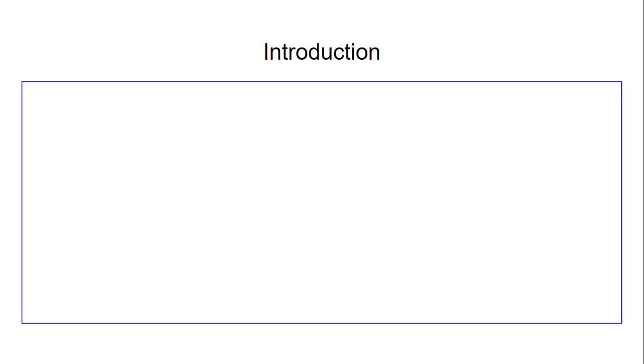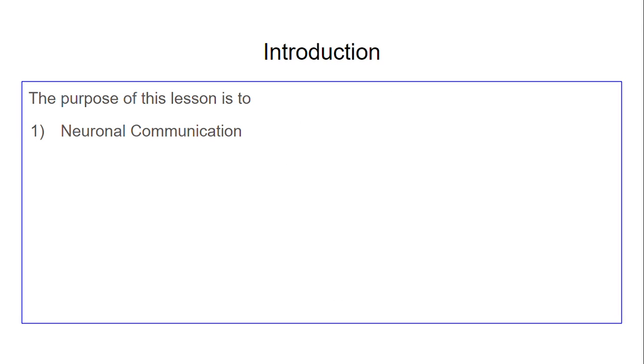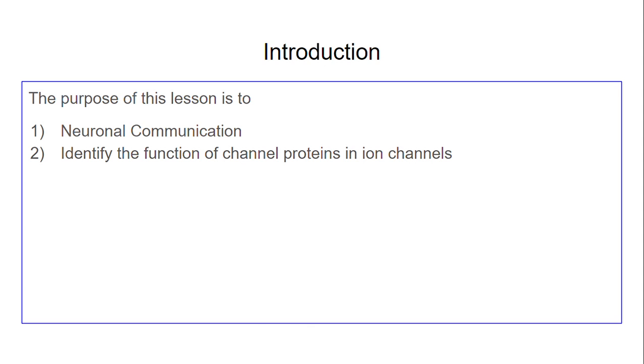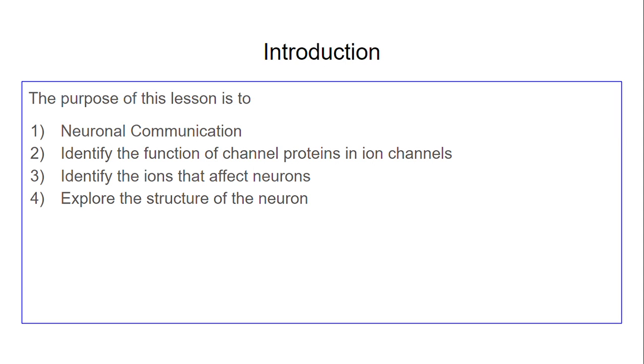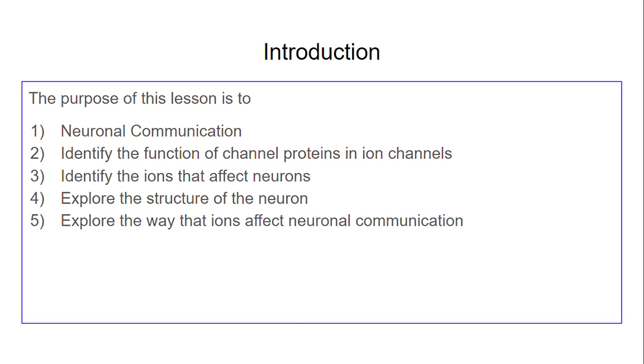Before we begin the bulk of our presentation, I wanted to take a minute and introduce you to the purpose of this lesson. There are 6 main points that we will be talking about today. The first one is neuronal communication. The second point is to identify the function of channel proteins within ion channels. Third, to identify the ions that affect neurons, specifically sodium. 4, to explore the structure of a neuron. 5, explore the way that ions affect neuronal communication. And finally, a few real-world applications.